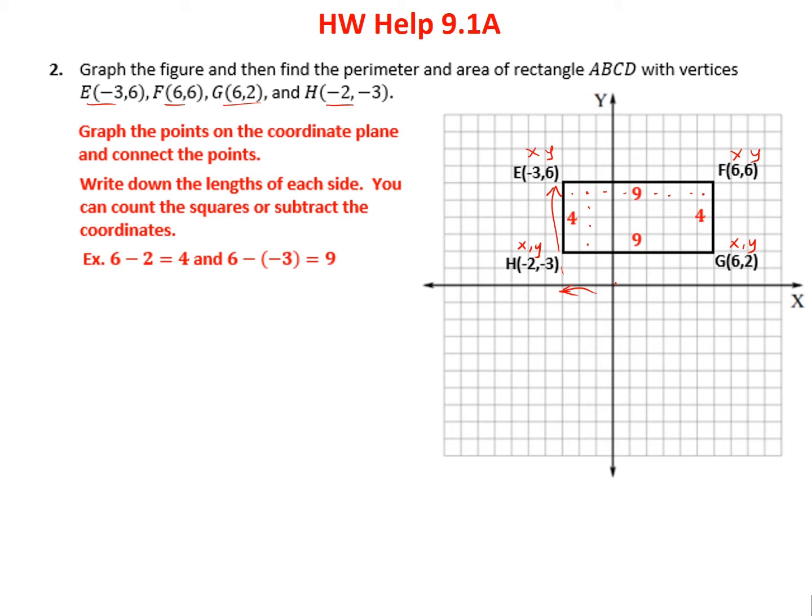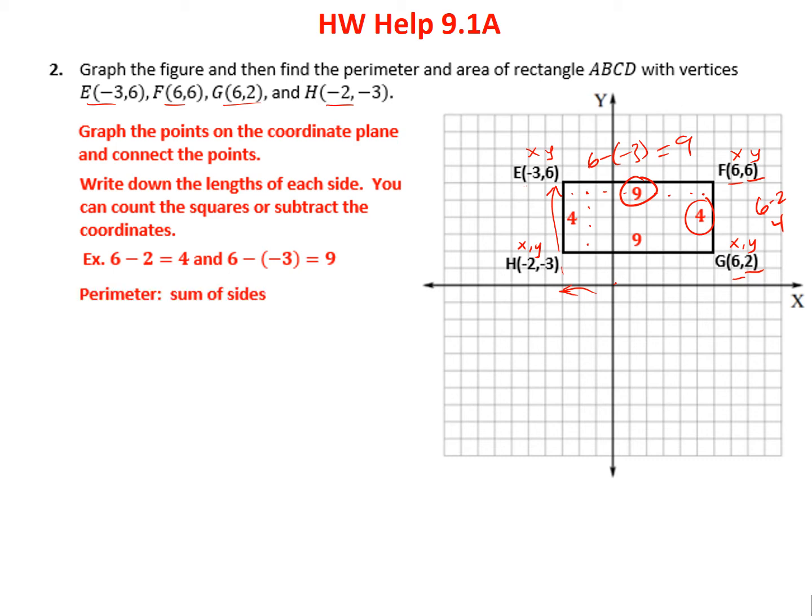Or for vertical, I can use the y-coordinates. So notice here, 6 minus 2, here 6 minus 2 equals 4, and gives me that length there. Likewise, if I go horizontal, I have the 6 and the minus 3. 6 minus 3 gives me 9 and gives me that length there. So if you do have a graph, you can count the squares, or you can subtract the x coordinates or the y coordinates to get the same thing.